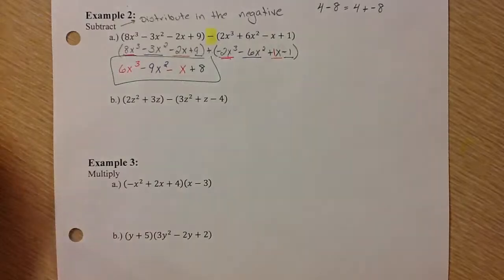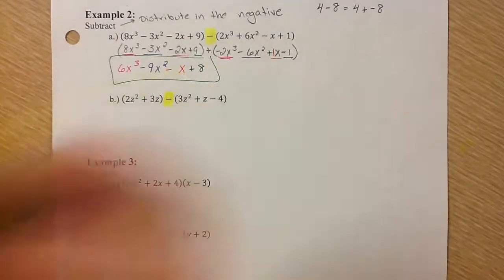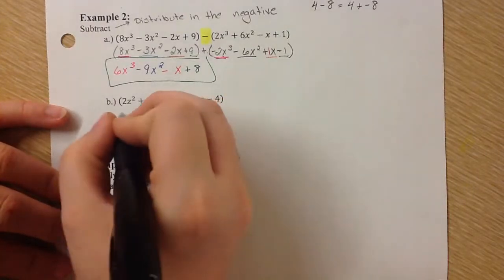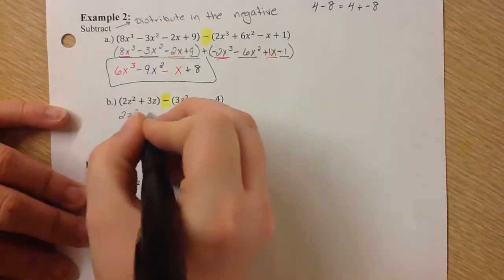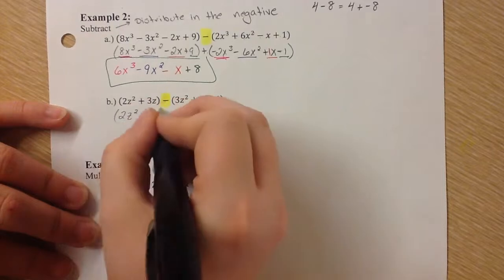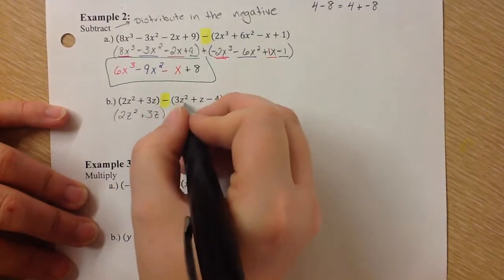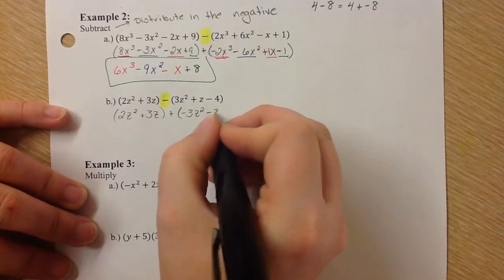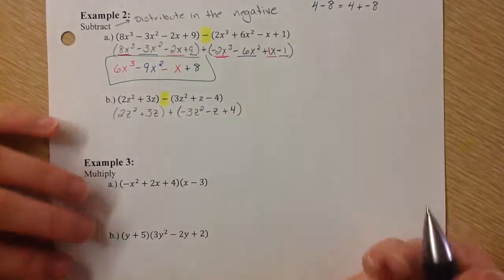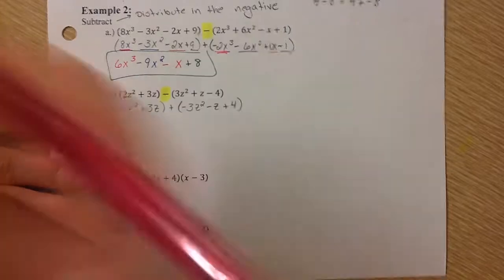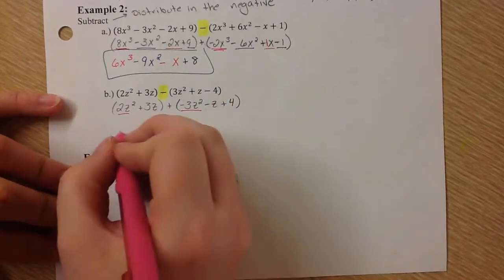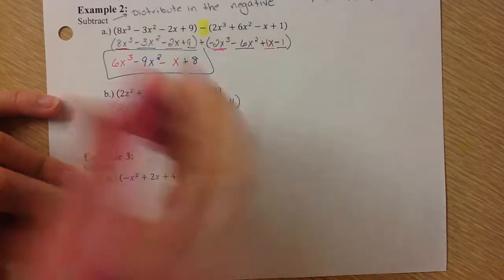Again, my first step is to recognize, oh, it's a subtraction. So I need to rewrite that as an add and distribute my negative in. So 2z to the second plus 3z plus, now distribute my negative into this guy, negative 3z to the second minus z plus 4. It just changes the sign of everything. Okay, now like terms. 2z to the second, negative 3z to the second gives me a negative 1z to the second.